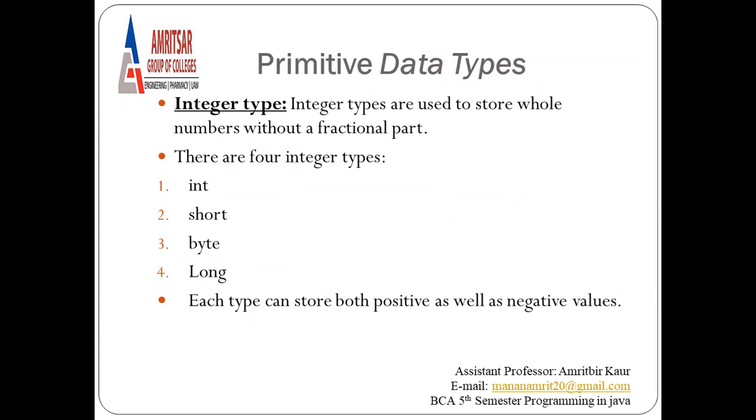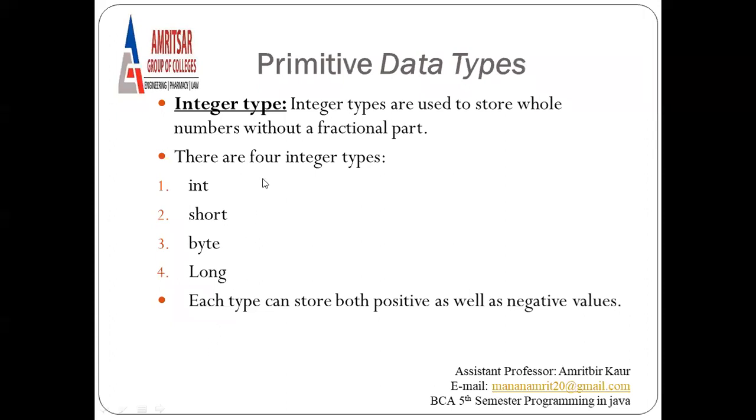So there can be four types. There are four integer types: int, short, byte, and long. Integers can store positive values as well as negative values. Now we will study these four types one by one.